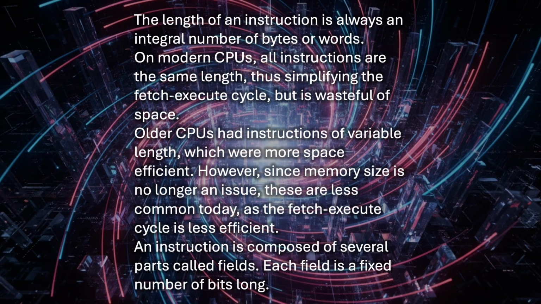The length of an instruction is always an integral number of bytes or words. On modern CPUs, all instructions are the same length, thus simplifying the fetch-execute cycle, but is wasteful of space. Older CPUs had instructions of variable length, which were more space efficient. However, since memory size is no longer an issue, these are less common today, as the fetch-execute cycle is less efficient. An instruction is composed of several parts called fields. Each field is a fixed number of bits long.